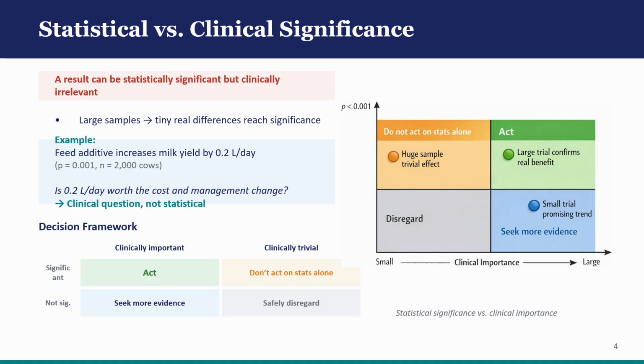Bottom right is the most commonly misread: not significant, but potentially important. This is the underpowered study that couldn't detect a real effect. The right response is seek better evidence, not conclude it doesn't work. Bottom left, not significant, not important. File it and move on.